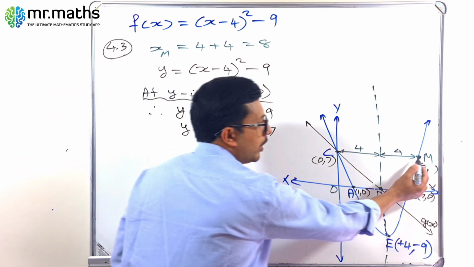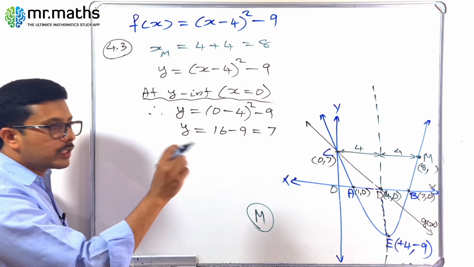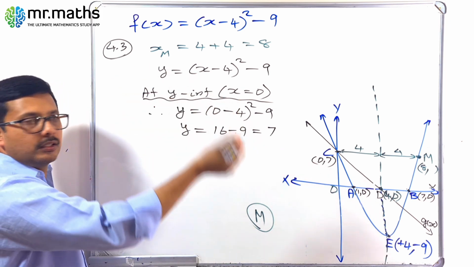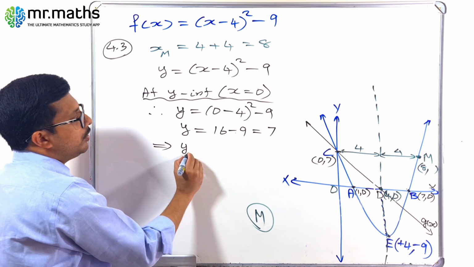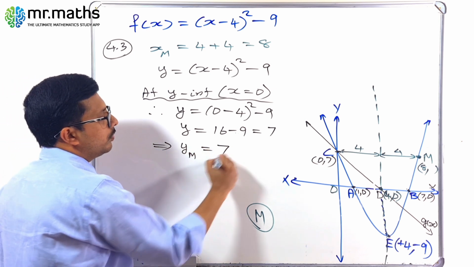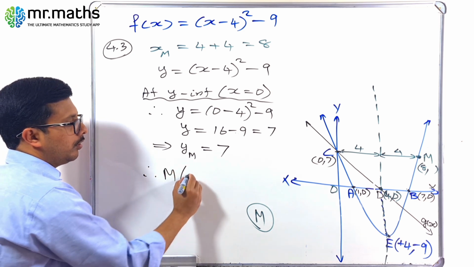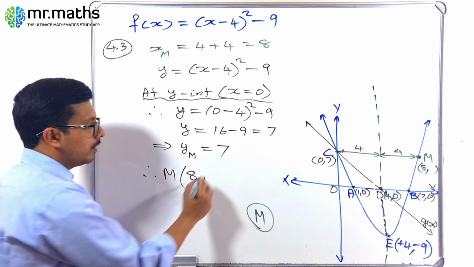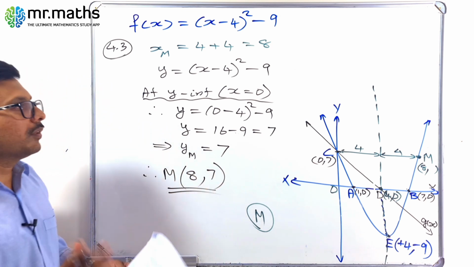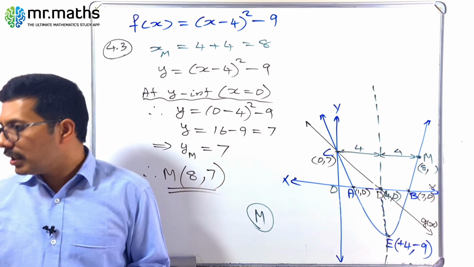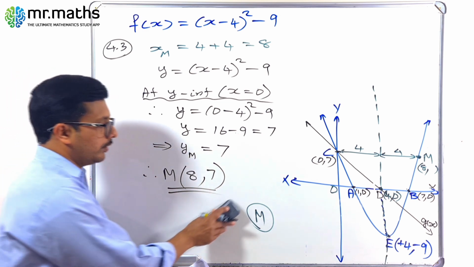So what is the y value here at this point? That one is also 7 because M is the reflection of C. So it implies that the y value of M is equal to 7. Therefore the coordinate of M, now we have x value as 8 and y value as 7. Yeah, that's a higher order question. It's easy, but you have to think like that. So that is question number 4.3.